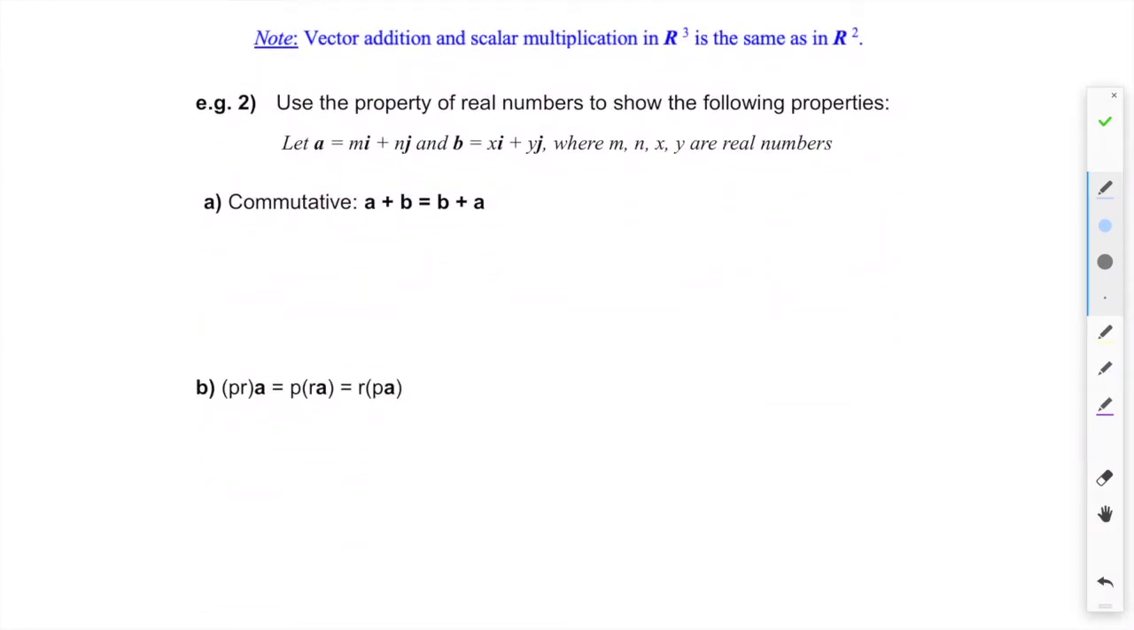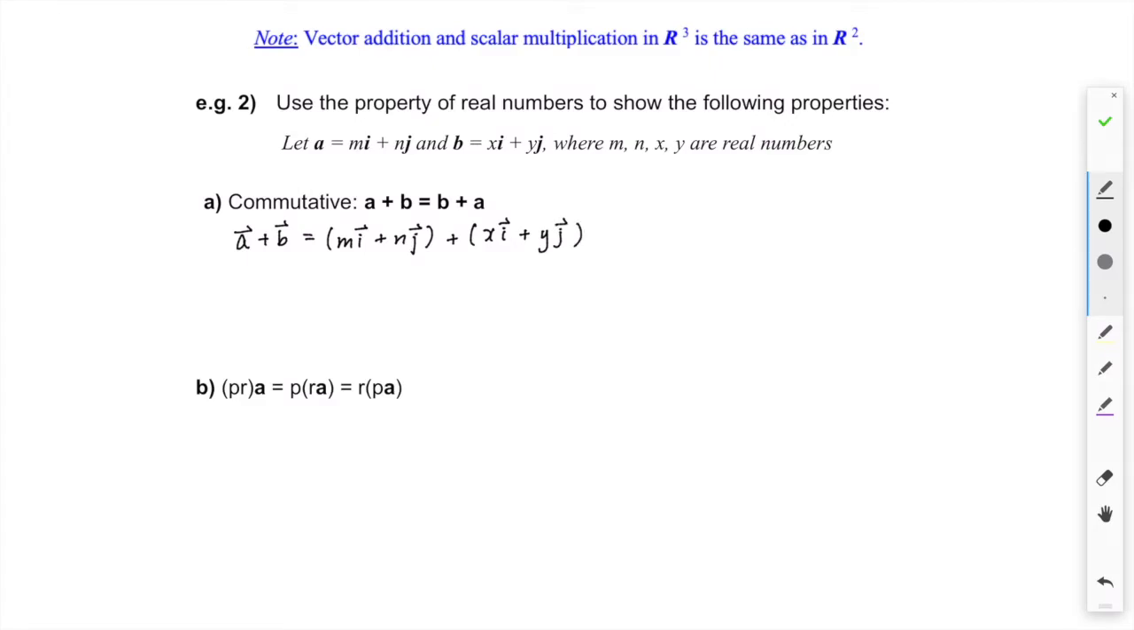All right, so let's use the properties of real numbers to show the following properties. Let a be the vector mi plus nj, and b be the vector xi plus yj, where m, n, x, y are all real numbers. How do I show that vector a plus vector b is the same as vector b plus vector a? We can start from a plus b, where a is the vector mi plus nj, plus the vector b, xi plus yj.